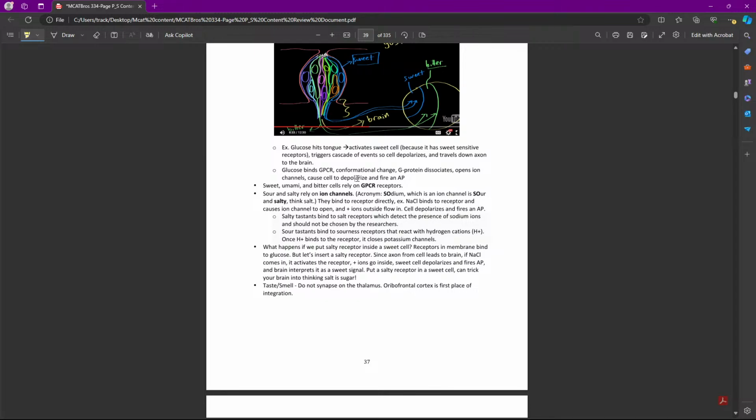What happens if we put salt receptors inside a sweet cell? Receptors in the membrane bind to glucose, but let's insert a salt receptor. So an exit from the cell leads to the brain. As sodium comes in, it activates the receptor, and the sweet cell depolarizes and fires the action potential. Putting a salt receptor in a sweet cell can trick your brain into thinking salt is sugar. Taste and smell do not synapse on the thalamus, as we said earlier. And the orbitofrontal cortex is the first place of integration.